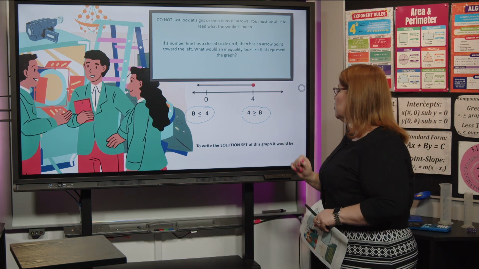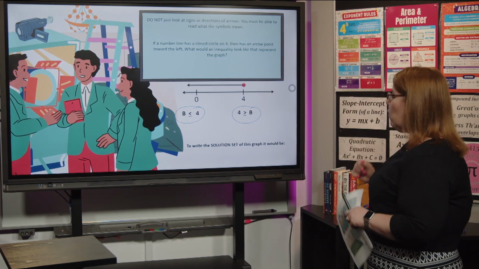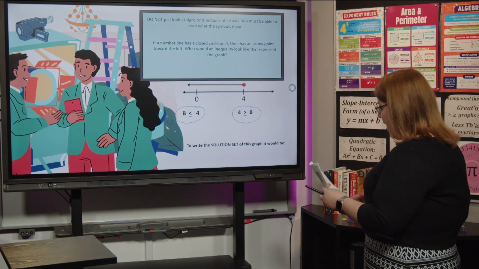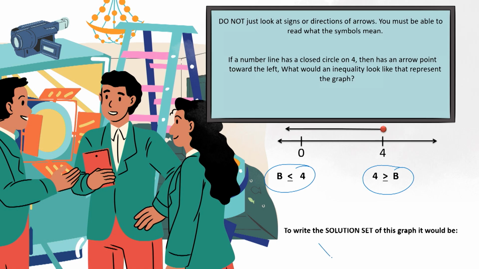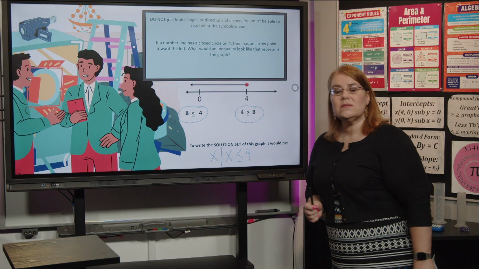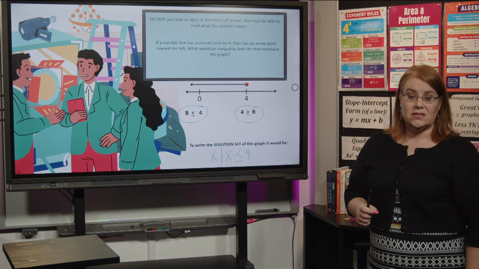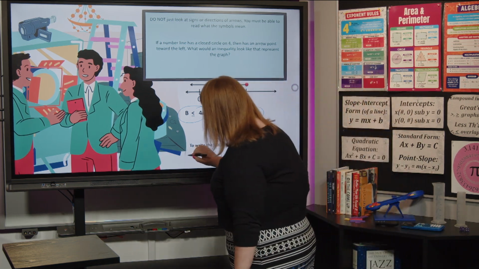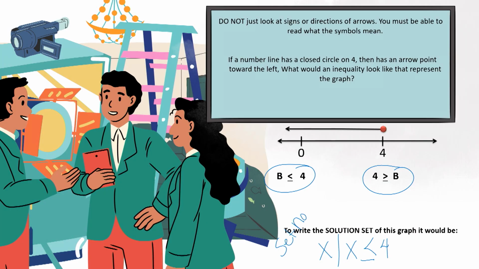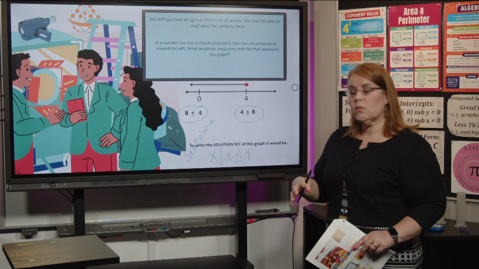All right, it says to write the solution set of the graph. What would that look like? It's going to say that my x's, such that x's are less than or equal to 4. And this is my set notation. Okay, Ms. Killen, we've not talked about that. This is my set notation.